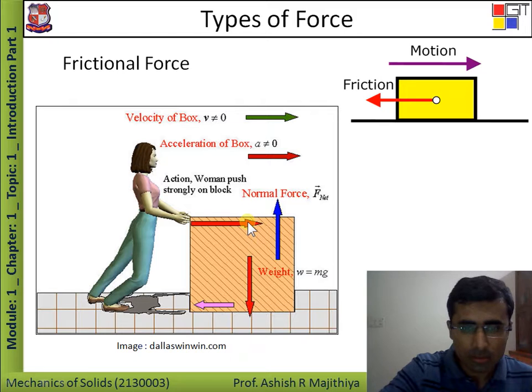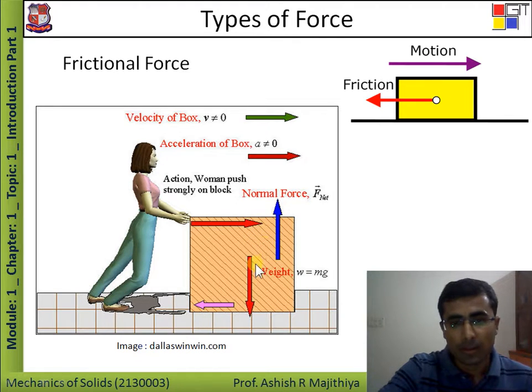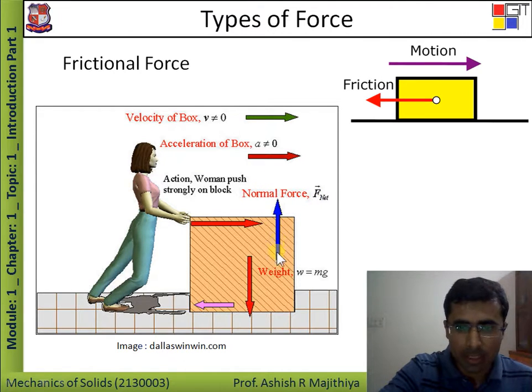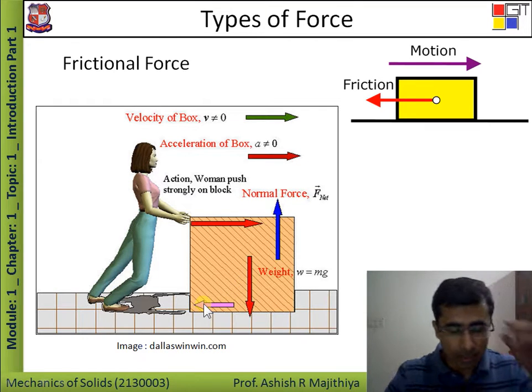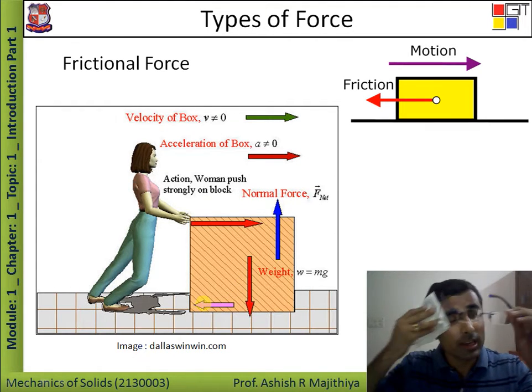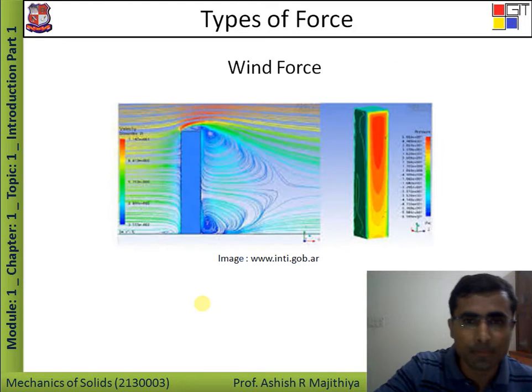Her push can be described in the positive direction, the weight of the body in the downward direction, the normal force or reaction force in the upward direction, and the fourth force is called frictional force. It will be there in the opposite direction of the motion.